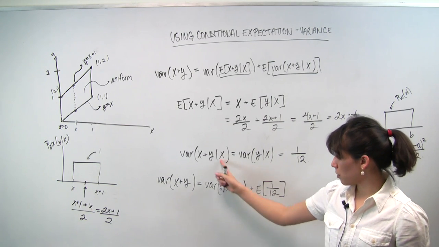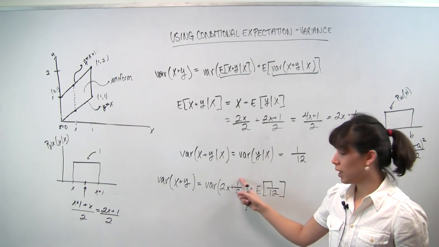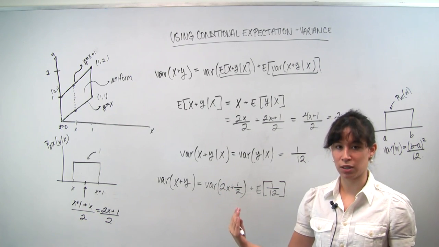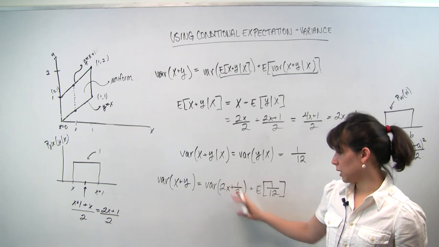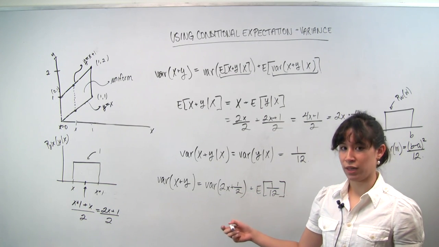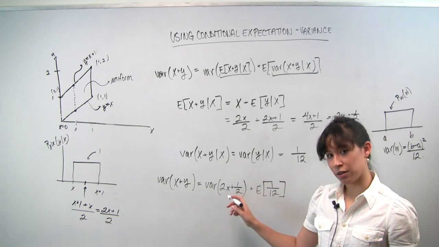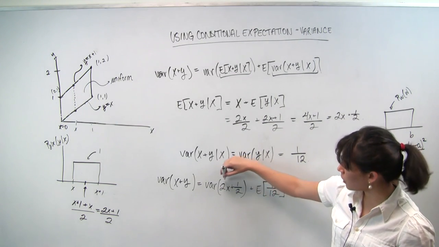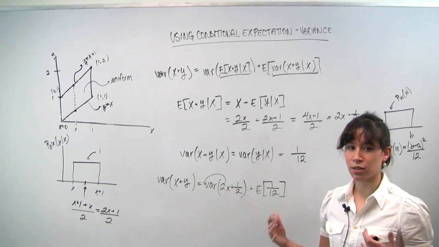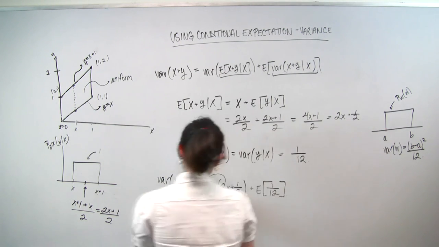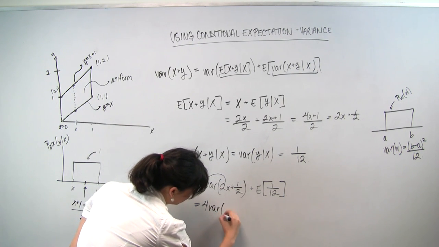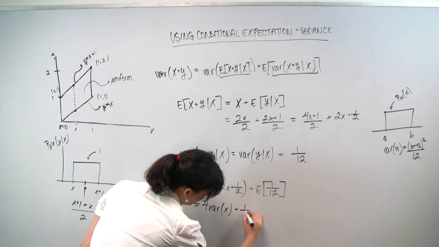And this one is not bad either. Similar to our discussion up here, we know constants do not affect variance. They shift your distribution, but they don't change the variance. So we can ignore the 1/2. This scaling factor of 2, however, will change the variance, but we know how to handle this already from previous lectures. We know that you can just take out this scaling factor as long as we square it. So this becomes 2 squared, or 4, times the variance of x, plus 1/12.